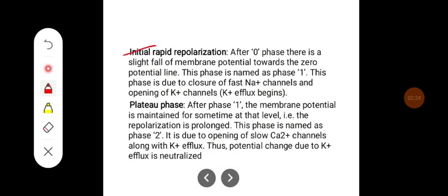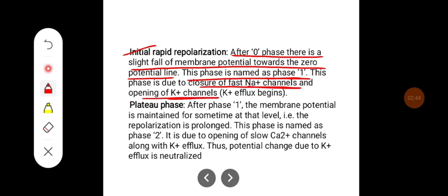After the initial rapid depolarization of the zero phase, there is a slight fall of membrane potential towards the zero potential line, and this is named phase 1. This phase is due to closure of fast sodium channels and opening of potassium channels. That means efflux begins here.